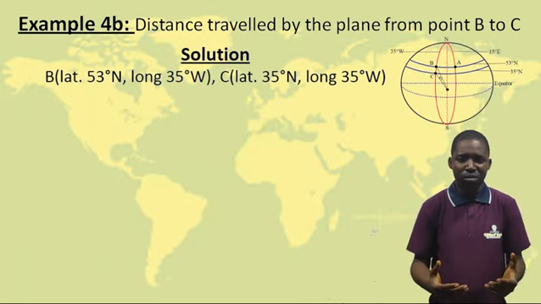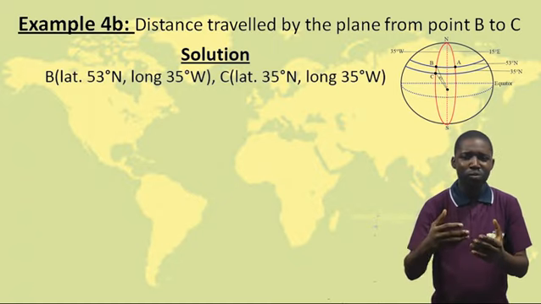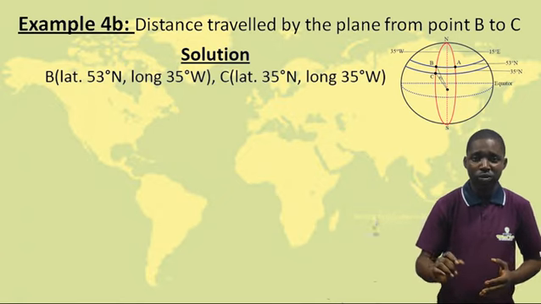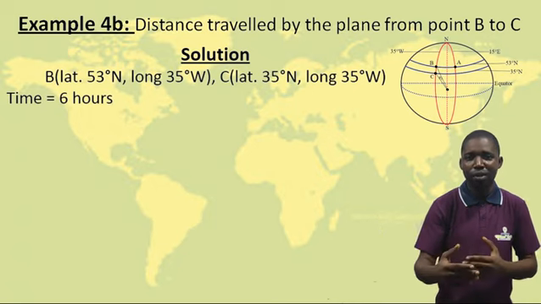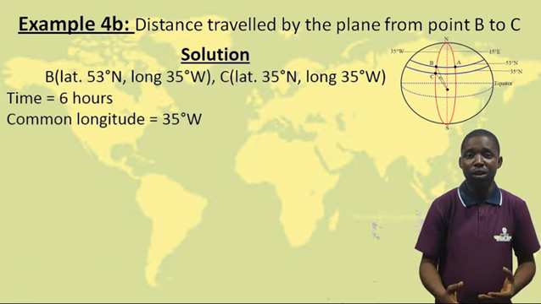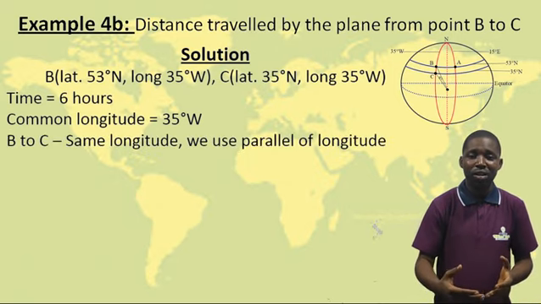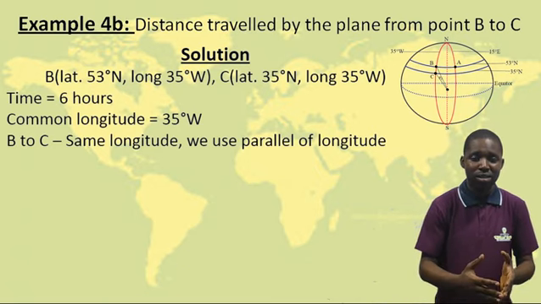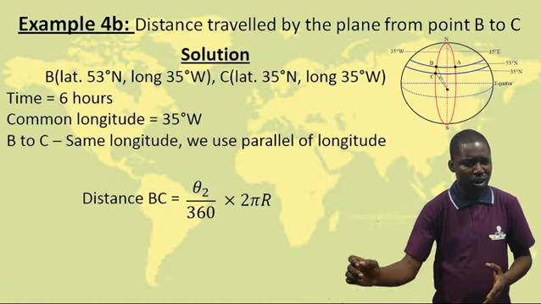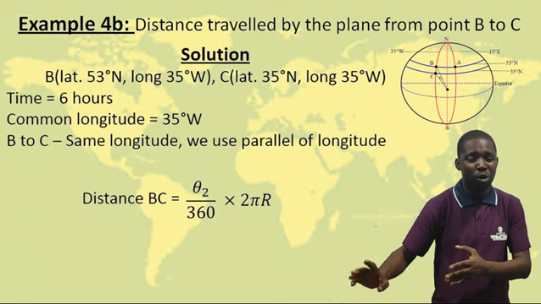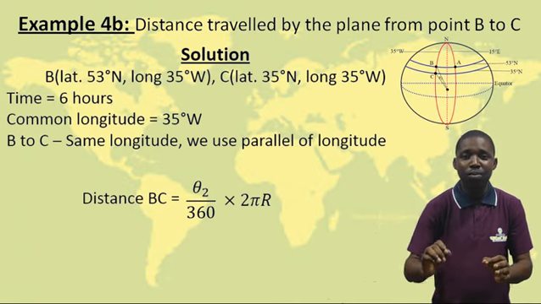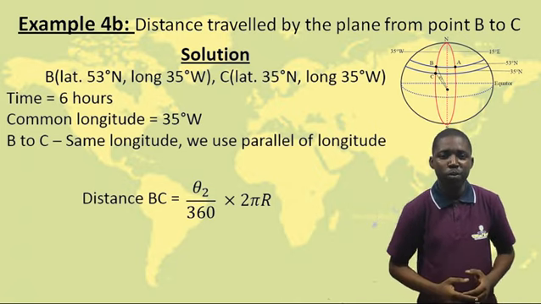If you look at this now, relating B and C, we have a common longitude. Don't forget, in the question we're given the time as 6 hours. Now that we have a common longitude, let us take a look at what to do. Of course, since it's a common longitude, we are using the distance along the parallel of longitude. The formula is distance equals theta over 360 times 2 pi r. Don't tell me you want to add cos alpha. Cos alpha is for parallel of latitude. So I just stick with theta over 360 times 2 pi r. I stop there.